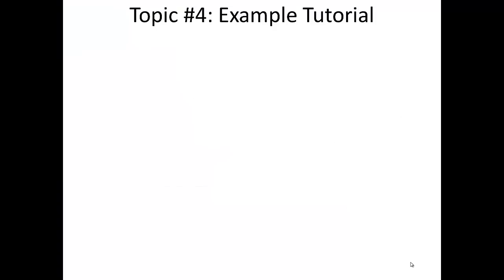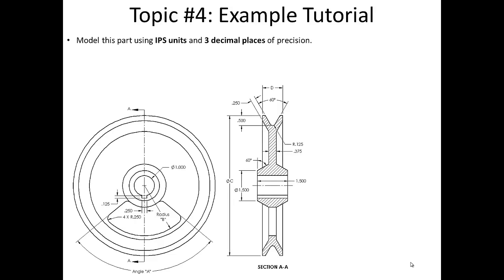Topic number 4. Now let's complete an example tutorial that will give you some practical experience with the topics we've discussed in this video. We will model this part using IPS units and 3 decimal places of precision. The material is 6061 aluminum alloy. We will make sure to capture design intent because the quiz will provide numerical values for dimensions A, B, C, and D, and we will need to make sure the part grows or shrinks correctly.